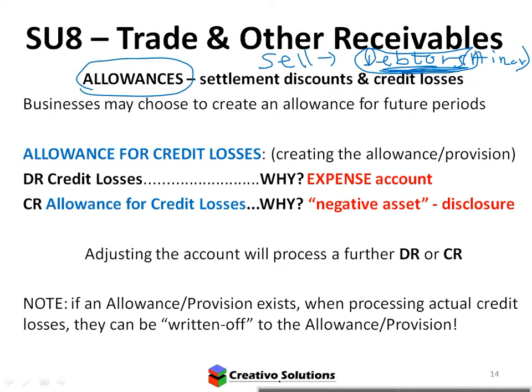That's what an allowance is, and sometimes they call it a provision. It just means you're creating an amount to make your disclosure more accurate. So there's the example, 100. Am I going to show 100? No, I'm going to show 100 minus 5%, or 100 minus 5, because I know that 5% of my total debtors aren't going to pay.